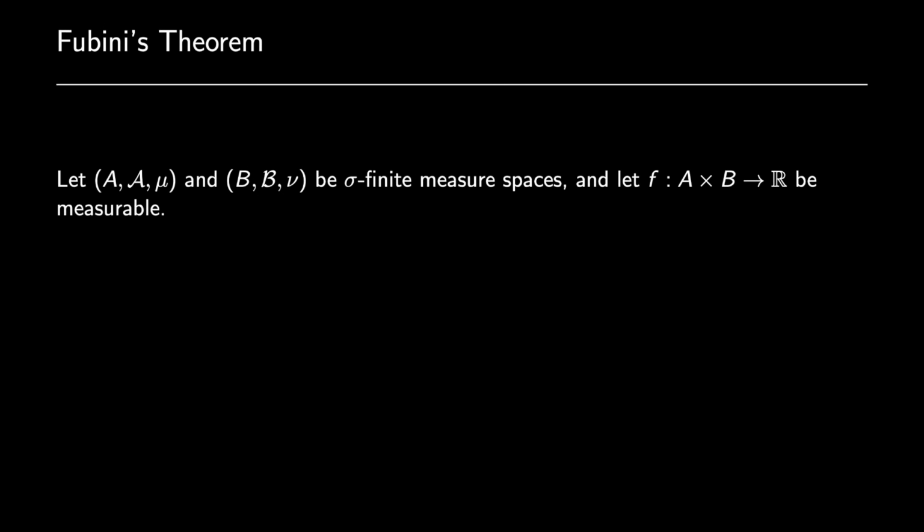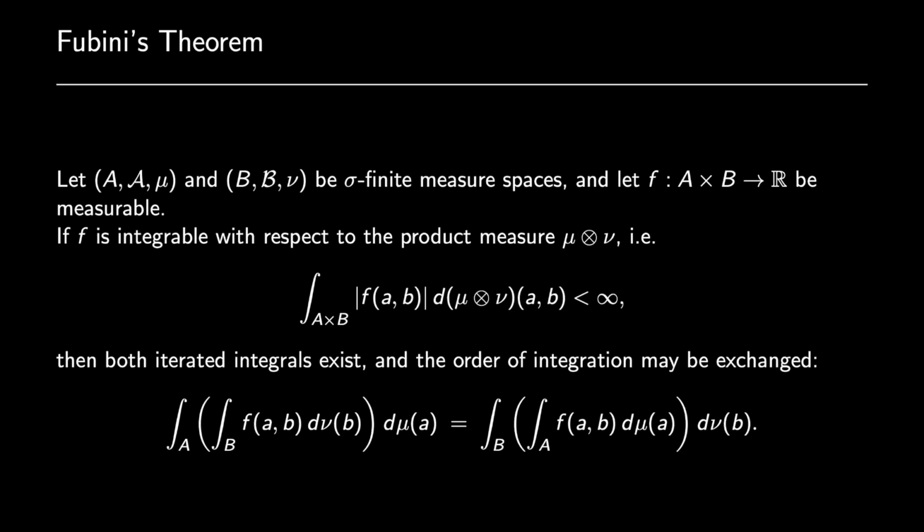Now, we want to recall Fubini's theorem. We consider 2 sigma-finite measure spaces, A with its sigma algebra and a measure mu, and the same for B with measure nu, and let f from A times B to the real numbers be a measurable function. If f is integrable with respect to the product measure mu tensor nu, then both iterated integrals exist and the order of integration can be exchanged. In formulas, we can write the integral over A of the integral over B of f d nu d mu is equal to the integral over B of the integral over A of f d mu d nu.